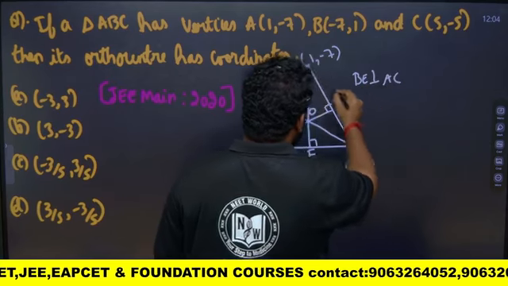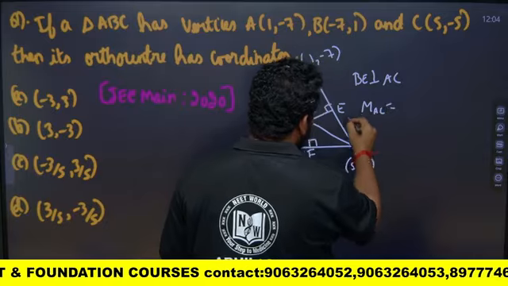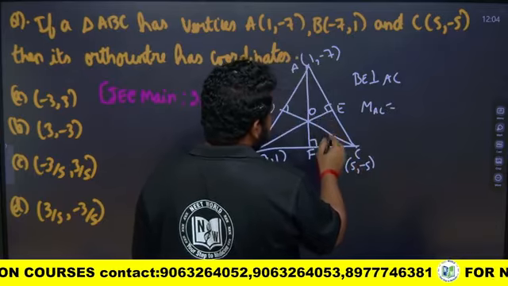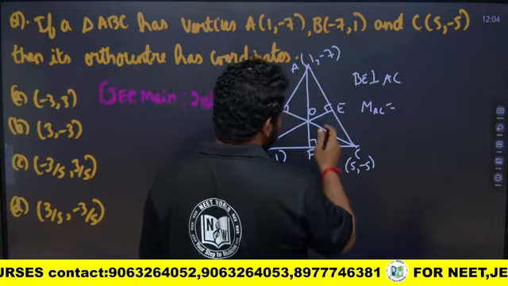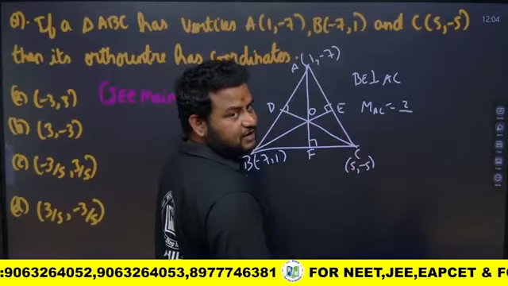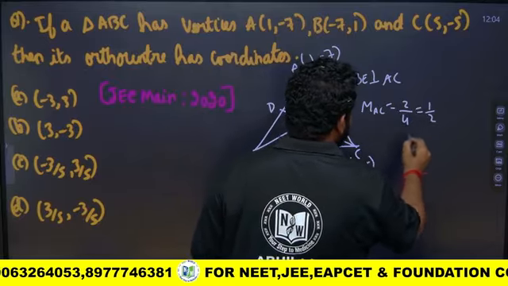what will I get? I will get the slope of AC. Slope of AC is nothing but y2 minus y1 over x2 minus x1, which is minus 5 plus 7, that is 2, by 5 minus 1, that is 4. I will get it as 1 by 2. Slope of AC is 1 by 2.